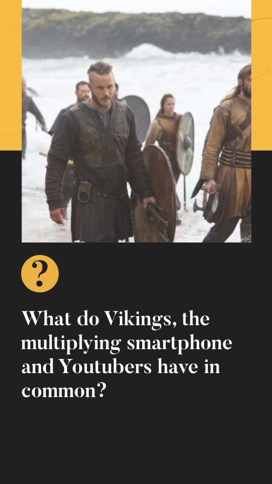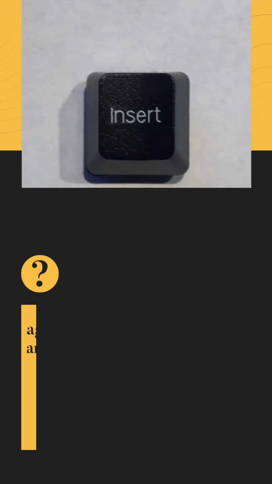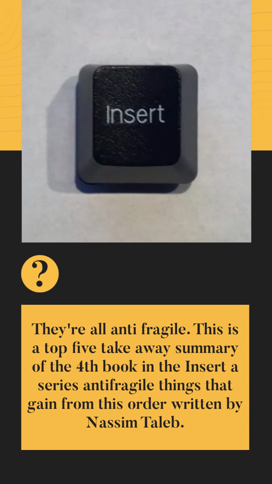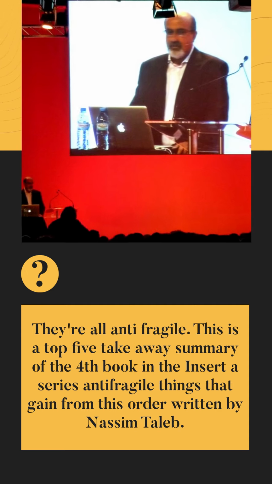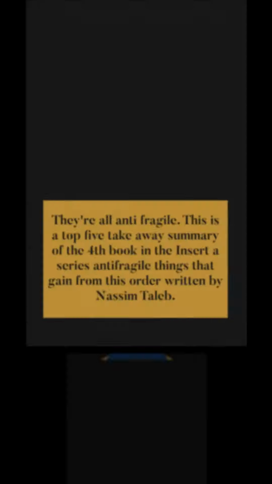What do Vikings, the multiplying smartphone, and YouTubers have in common? They're all antifragile. This is a top 5 takeaway summary of the 4th book in the Incerto series, Antifragile: Things That Gain from Disorder, written by Nassim Taleb.